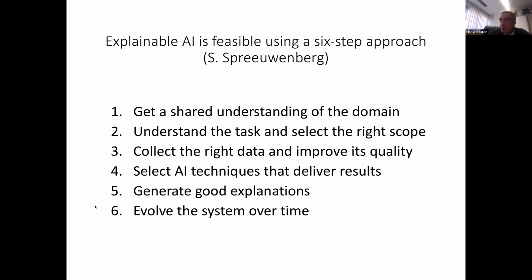Well, after that, we have the understanding of the task and selecting the right scope. We have to collect the right data, improving its quality. We must select the AI techniques that deliver results and that would generate the good explanations that we are interested in, guaranteeing that the system evolution is also taken into account. But again, the first point, as you can see, of explainable artificial intelligence is strictly and strongly conceptual modeling based.